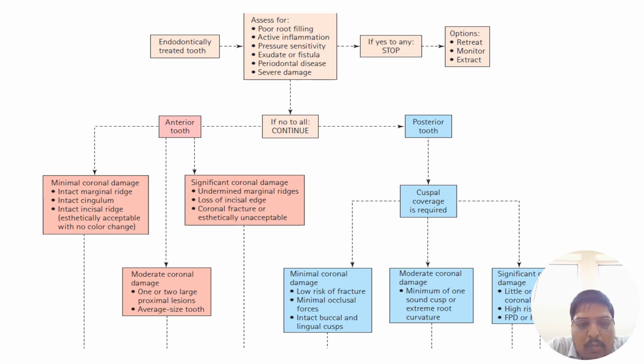Moderate coronal damage, with one or two large prominent lesions or average tooth structure present, we have to go for post-endo restorations. For posterior teeth, cuspal coverage: minimal coronal damage, moderate damage, significant damage. Minimum damage includes low risk of fracture, minimal occlusal forces, intact buccal and lingual cusp. Moderate coronal damage includes minimum one sound cusp, or alternate extreme root resorption cases.